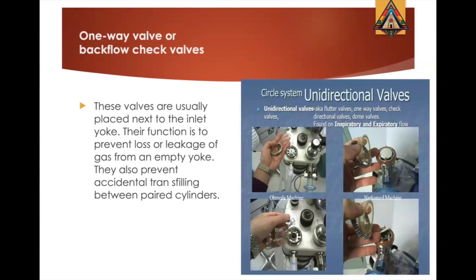Then we have the one-way valve or the backflow check valves. These valves are usually placed next to the inlet of the yoke. Their function is to prevent any backflow of the gas. Once it's out, it's out. It's a unidirectional valve.